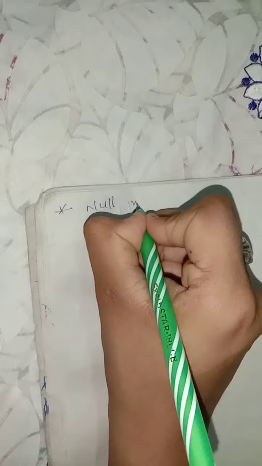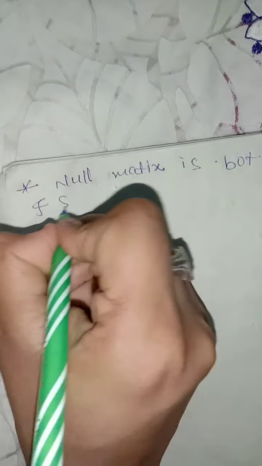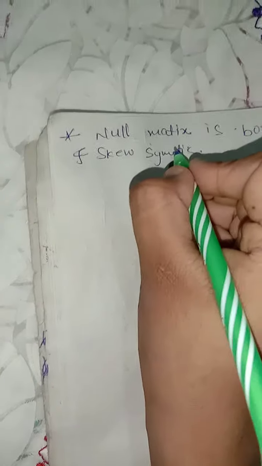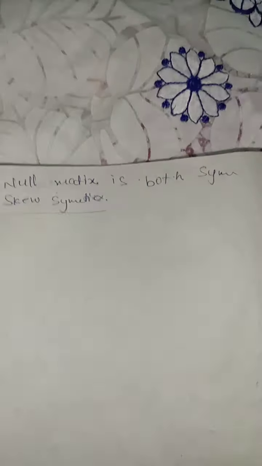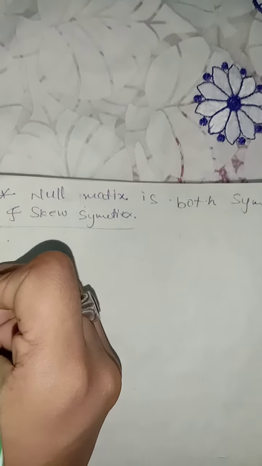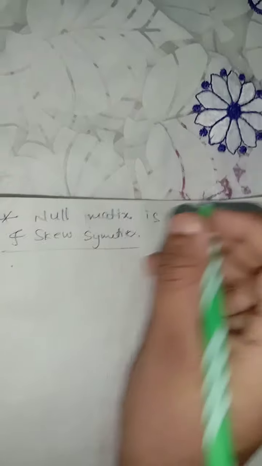And one more thing is, the null matrix is both symmetric and skew symmetric. So these are the important properties of symmetric and skew symmetric matrices, or properties of the transpose of a matrix.